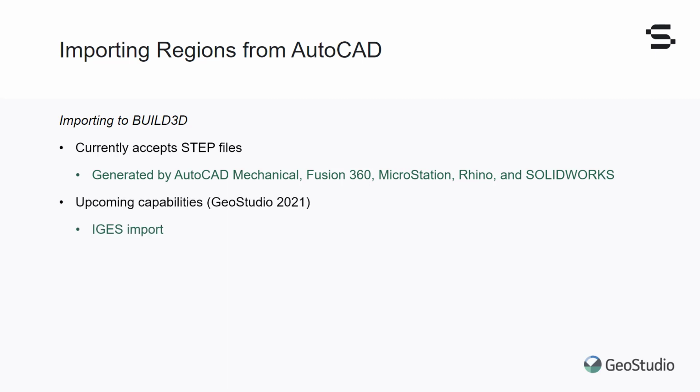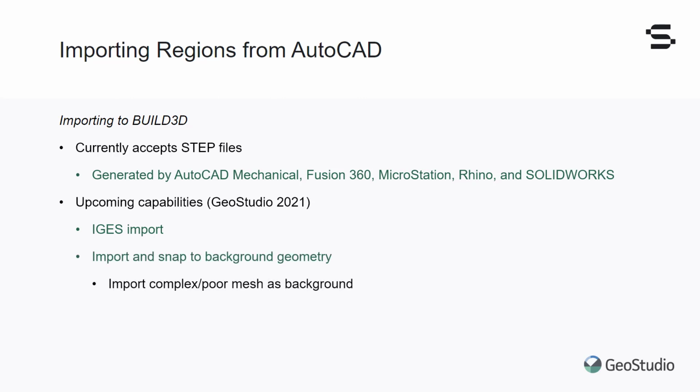Thus, the next release of GeoStudio will include IGES importing functionality in Build3D. Users with AutoCAD models that are constructed with curves, surfaces, or solids, but not meshes, will be able to import their geometry directly into Build3D and use these objects in the feature-based geometry creation system. Note that IGES does not support meshes, and IGES export from Build3D will not be supported.